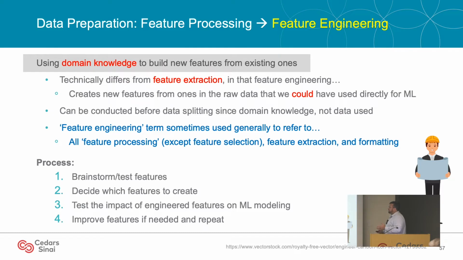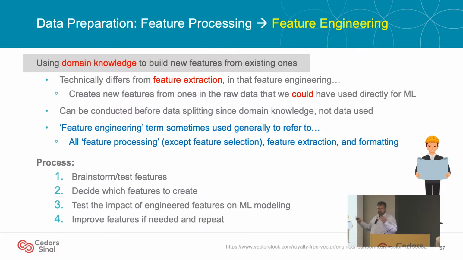It can be conducted before data splitting because we're using our domain knowledge, not the data, to derive new features. Notably, feature engineering is a term that's sometimes very generally used to refer to all the parts of feature processing, maybe except feature selection, as well as feature extraction and formatting. Sometimes in papers, people say feature engineering and they kind of mean all these things at once. I'm defining it more specifically here as what we just talked about.